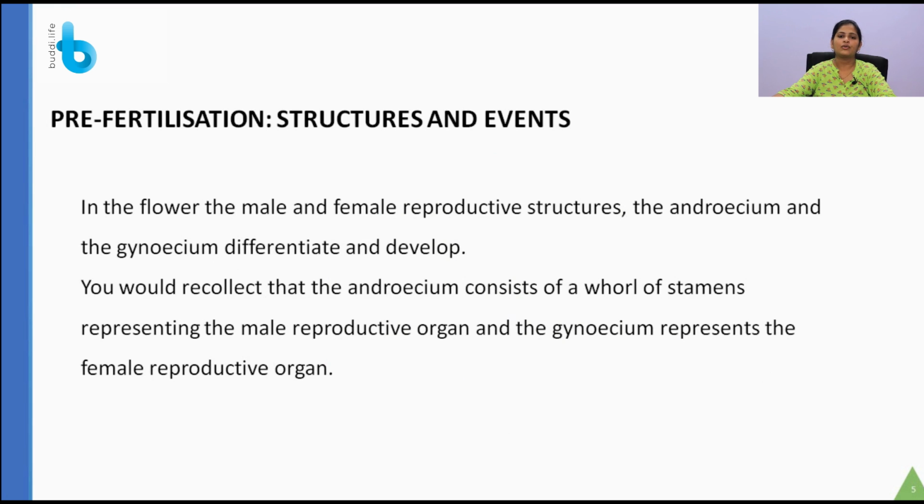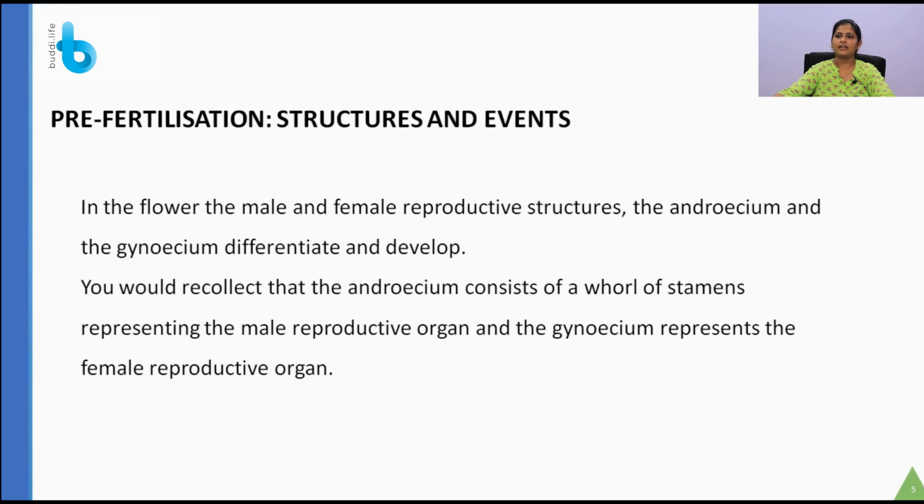Now we are going to discuss the pre-fertilization structures and events. What should happen before fertilization? If you remember from the last chapter, first a gamete should be formed, and only then can it fuse to form a zygote. Similarly, in plants we have gametes: male gametes from the stamen, and the ovum from the pistil. So where and how these are formed, we will discuss in the beginning. Then we will discuss fertilization.